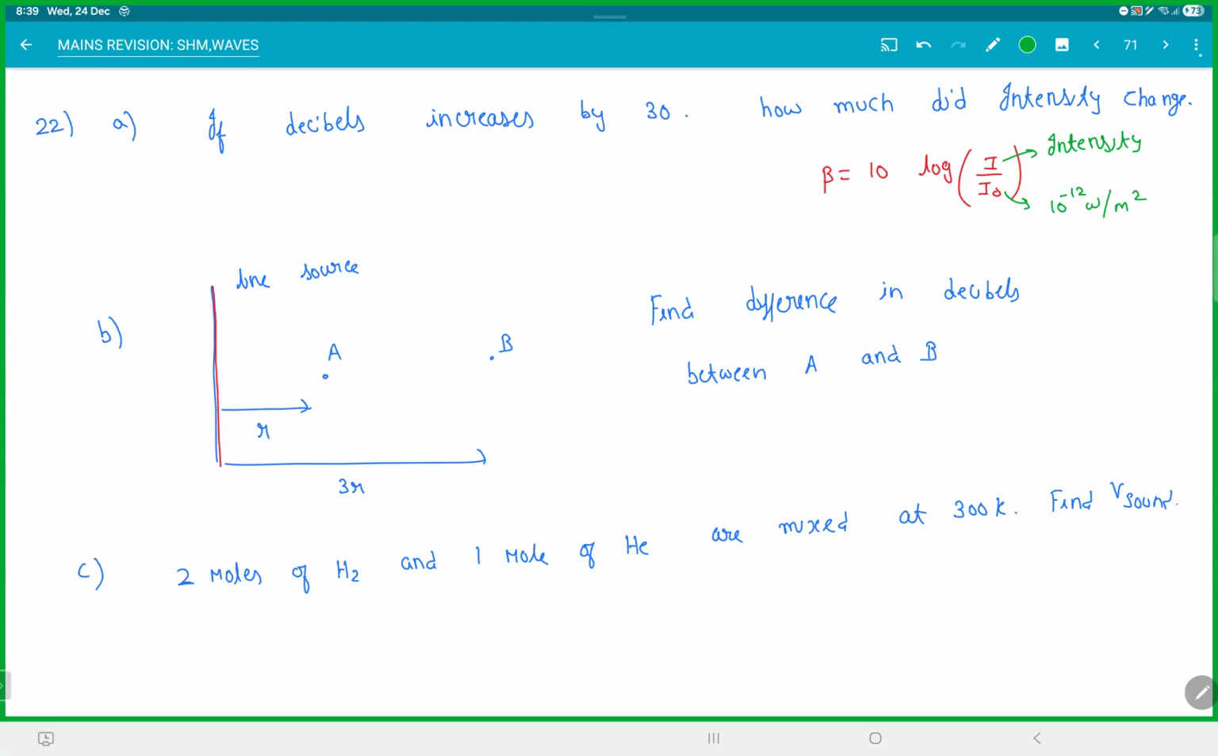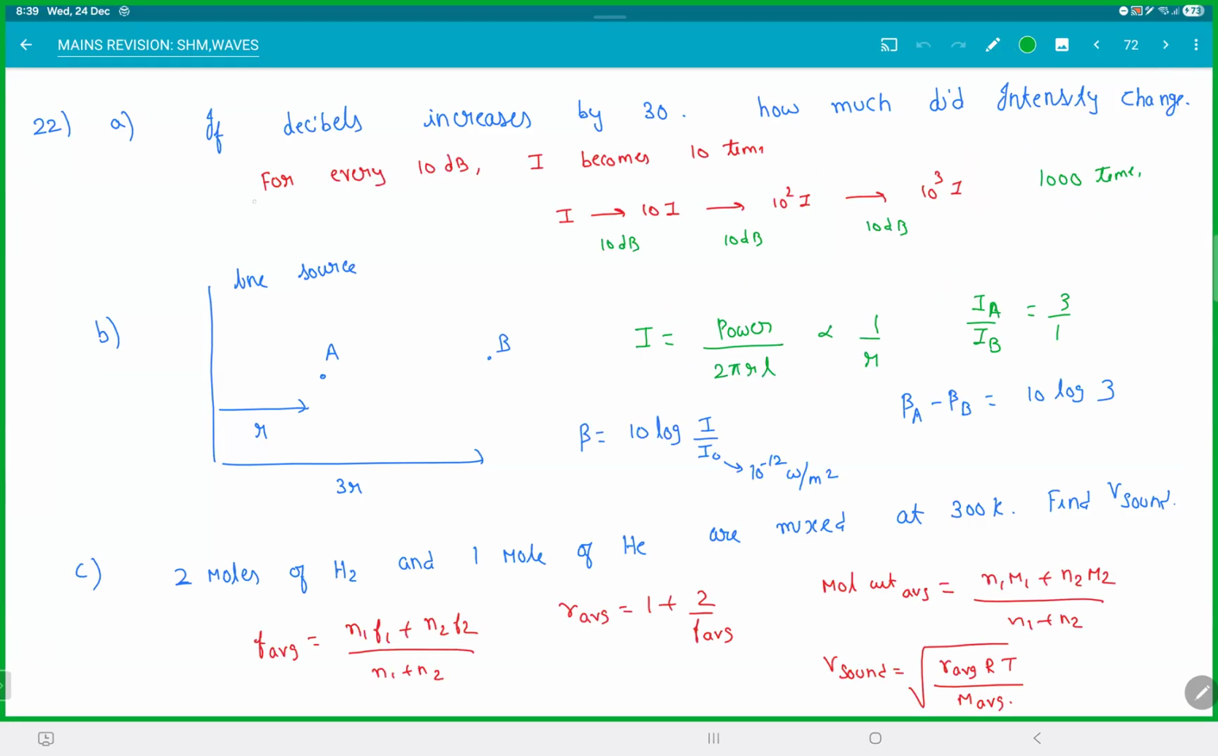So how do we do this? There, this is the result. You should remember, for every 10 decibels, the intensity becomes 10 times. For every 3 decibels, intensity becomes double, roughly. So when the decibels increase by 30, for every 10 decibels, intensity becomes 10I. For another 10 decibels, again 10 times, so 100I. For another 10 decibels, 1000 times. Clear with that?